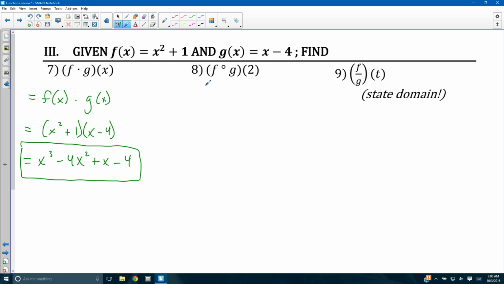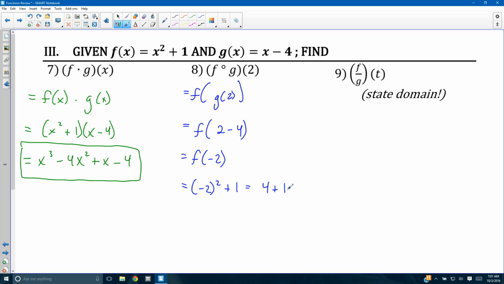Okay, I can do this one of two ways as well. One way is I could just go ahead and do f of g of 2, which literally means take g of 2 first, and whatever output I get, I'll take f of that. So that becomes f of 2 minus 4, because 2 goes into there, so it's f of negative 2. I'm going to take negative 2 and substitute it into here, so that becomes negative 2 quantity squared plus 1, which is 5. So f of g of 2 is 5.